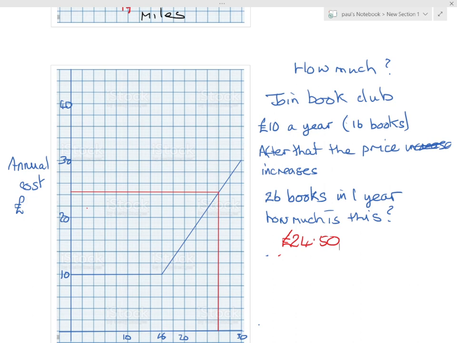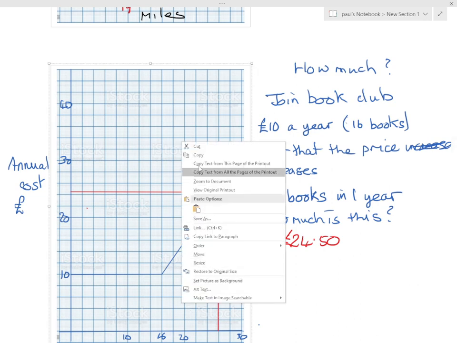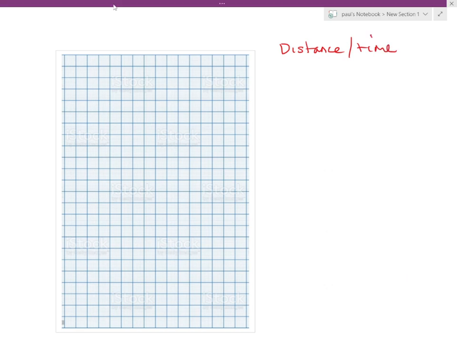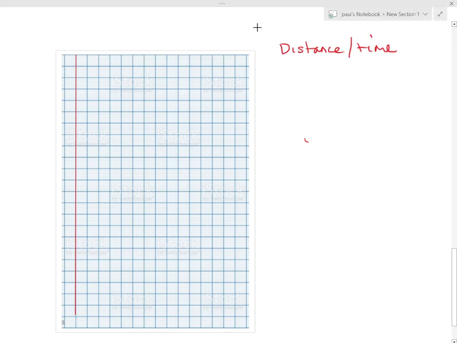Now let's go over there and see whether we can do another kind of graph. Now this kind of graph is called a distance time graph. Distance time. So again, let's draw all these things in and explain what that is going to be.